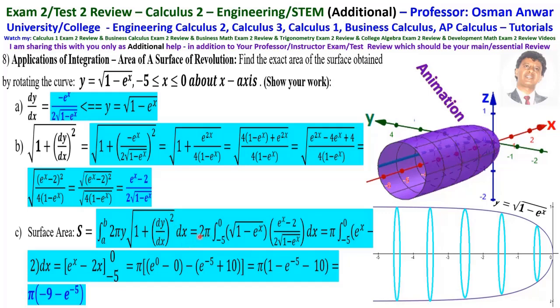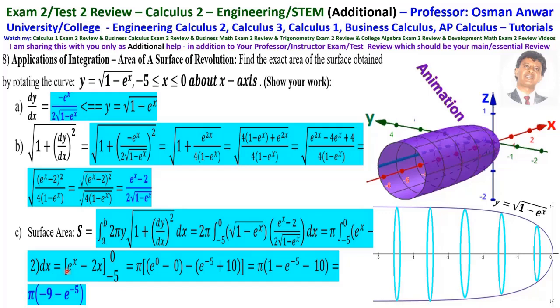So that is equal to, you can factor out the 2 pi, from minus 5 to 0. y is square root of 1 minus e^x, and this whole thing, square root of 1 plus (dy/dx)^2, is equal to (e^x minus 2) over 2 square root of 1 minus e^x. So the square root of 1 minus e^x cancels the square root of 1 minus e^x. Then the 2 cancels the 2, then this is pi integral from minus 5 to 0 of (e^x minus 2).